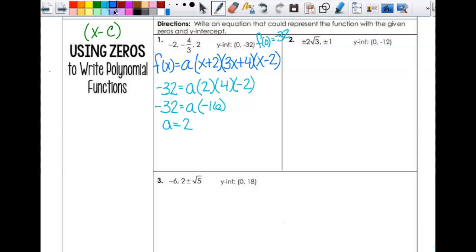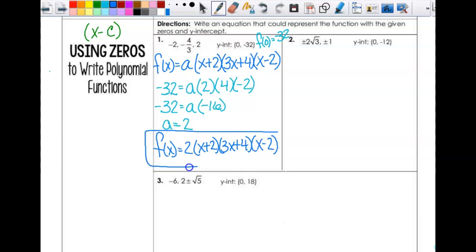So then I can write my equation. It is f of x equals 2 times x plus 2 times 3x plus 4 times x minus 2. And there's your equation. Okay. What questions do you have? Easy enough? All right. You try number 2.